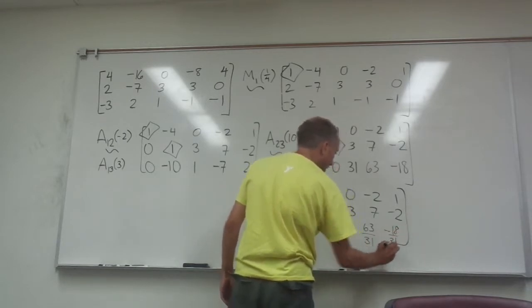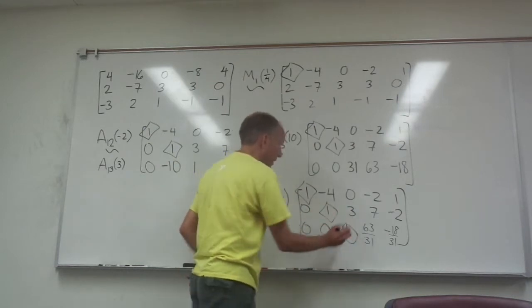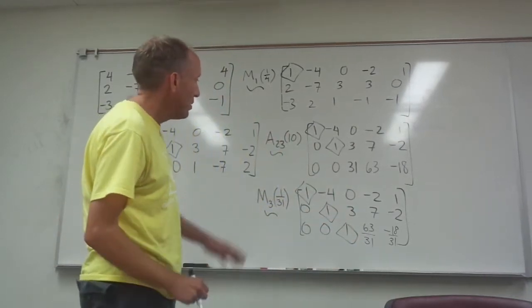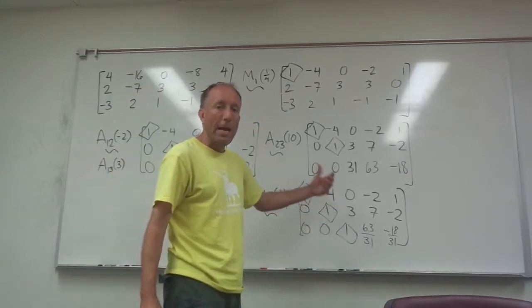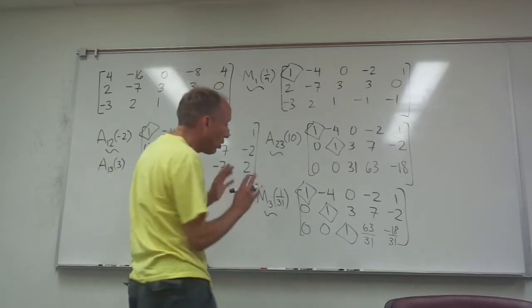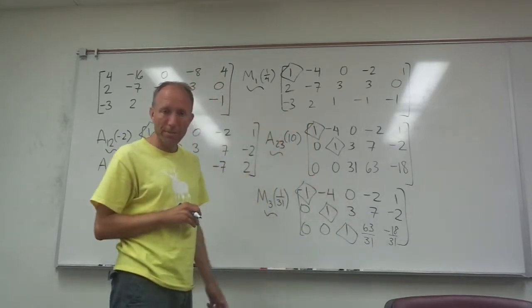But like I said, we now have our pivot structure exactly according to the rules of a row echelon form. So this would be an answer. Not the only answer, but it is one good answer for the row echelon form of this matrix.